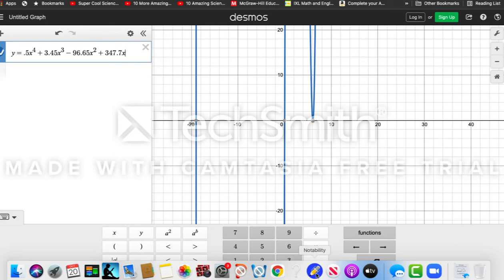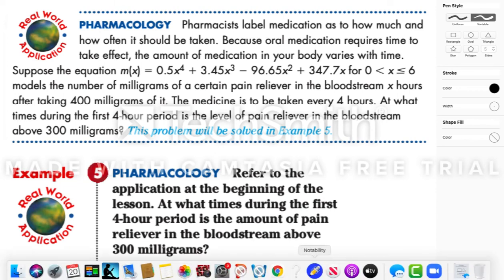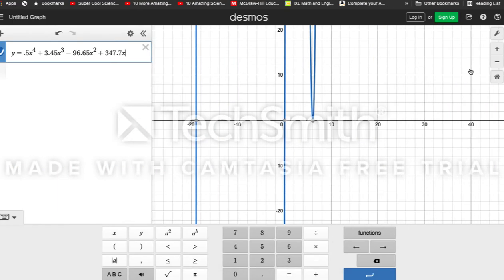Let's take a moment and think about the problem real quick, though. This function refers to the amount of medicine in milligrams over x hours, and we're only dealing with the time period from 0 to 6. And remember, we're talking about 400 milligrams of medicine. So we need a better view of what's going on. Let's go back to Desmos.